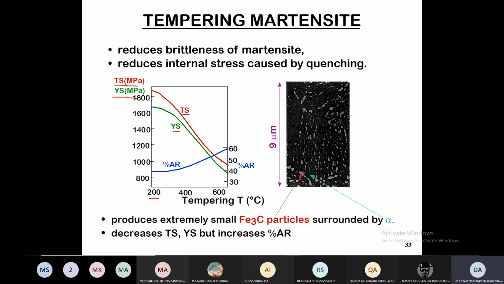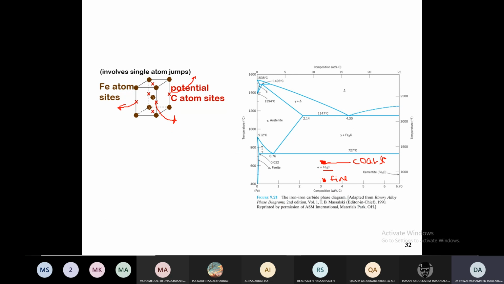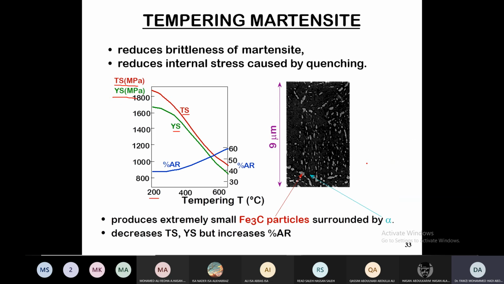So this is what we have already, because as you go higher with tempering temperature, the coarser the material will be. The coarser the material, this means less strength and higher ductility, as it is shown in this figure as well. This heat treatment, which is tempering the martensite, reduces the brittleness of the martensite and reduces also the internal stress caused by the quenching that we normally do in producing the martensitic structure.